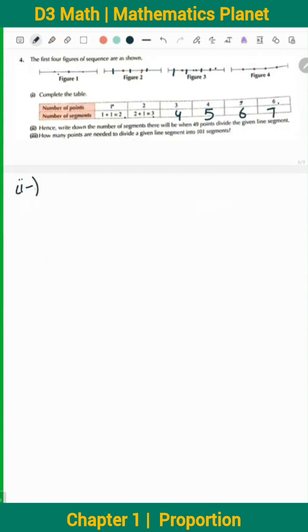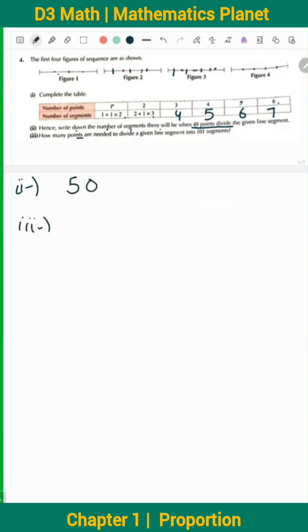Okay. So write down the number of segments there will be when 49 points divide the given line segment. So if there will be 49 points, how many lines will be there? There will be 49 points. 50 lines. Okay, third one.